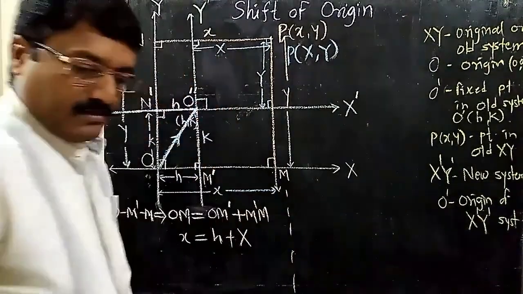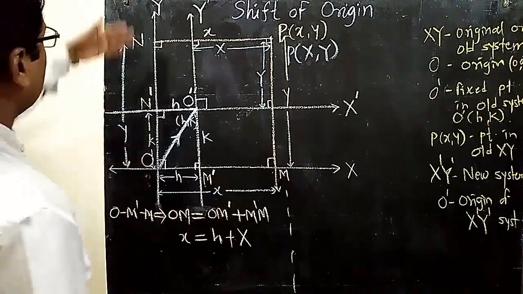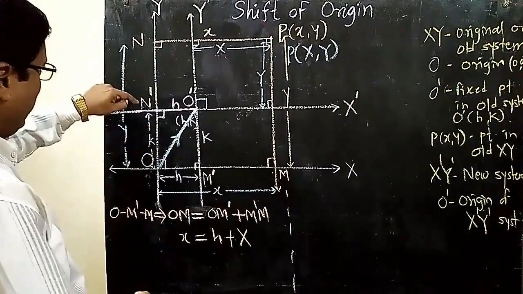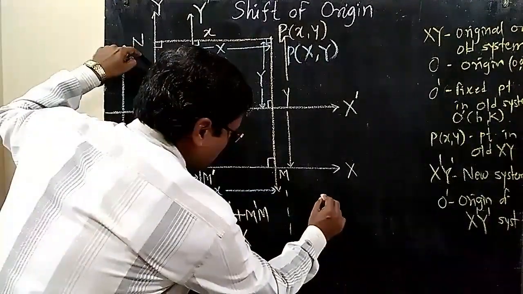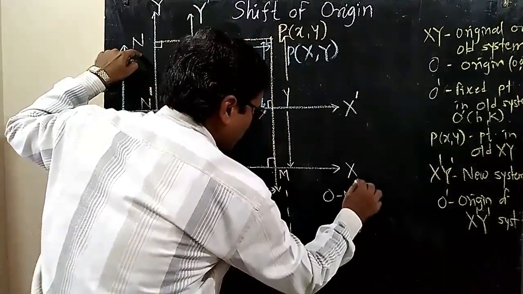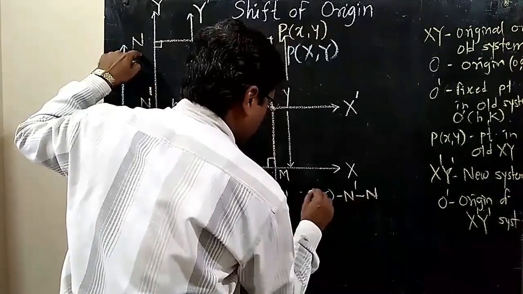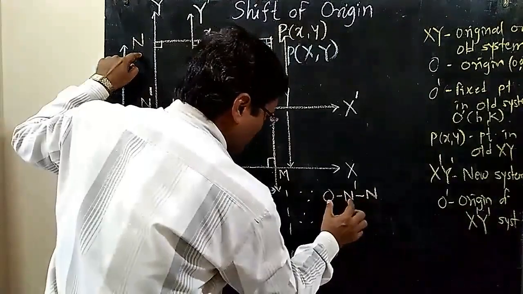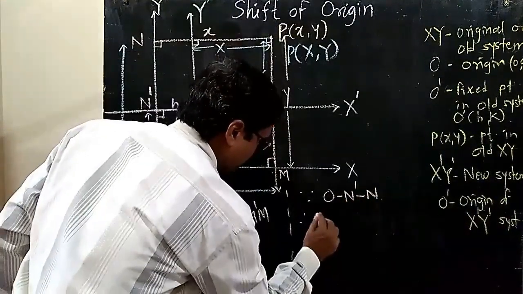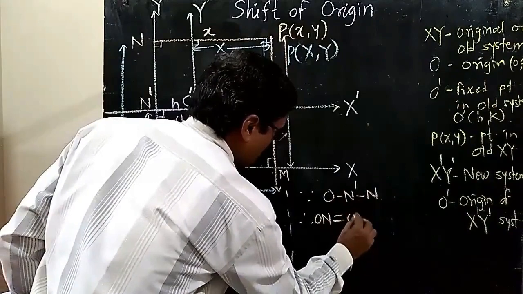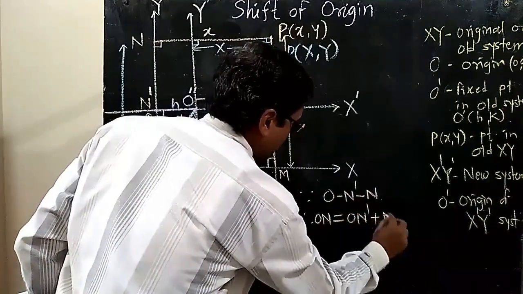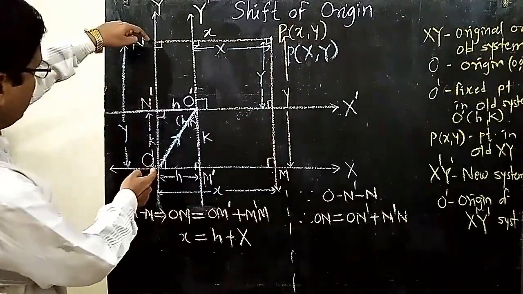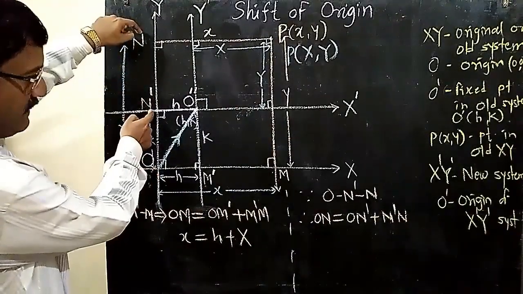Similarly, if you see towards the y-axis, then on the y-axis, this ON, means points O, N' and N are collinear. Therefore, we can write ON is nothing but ON' plus N'N.